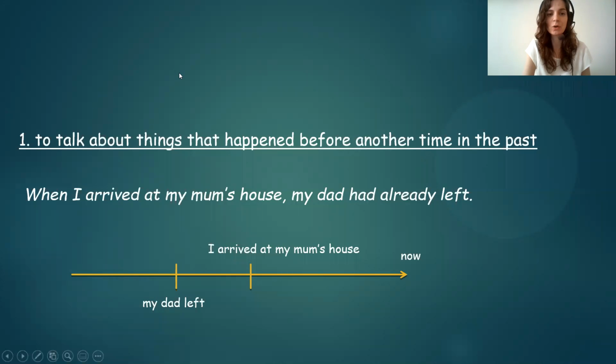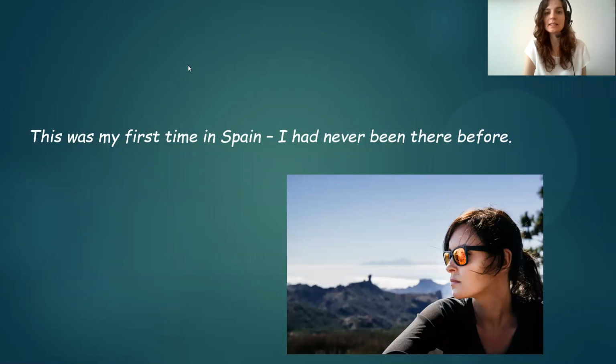Or we can also say, let's say that this is my photo from Spain. And imagine that I'm showing it to my friend and I'm just saying, oh, this was my first time in Spain. I had never been there before. So before this time, I had never been there before, right? We just want to express this was my first time, but even before that, I had never been there. So this is why we use the past perfect tense here.